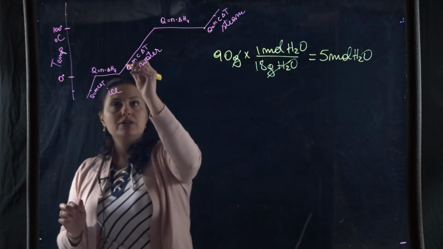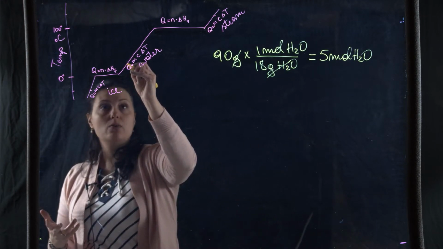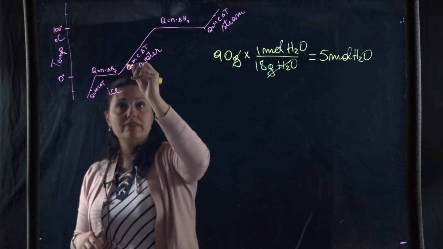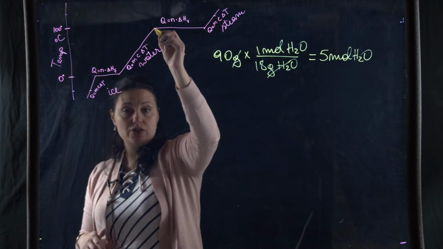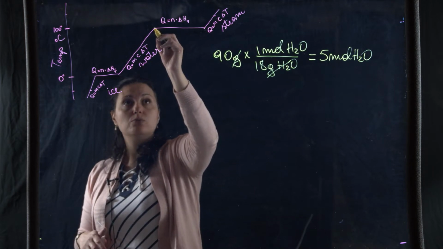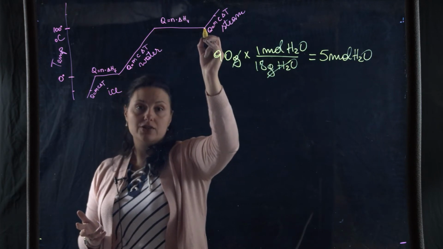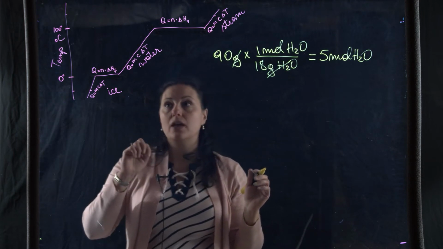If I am about here at 25 degrees and it tells me to boil it all the way, that means to evaporate it all. So I'm taking water from 25 degrees all the way through this slope line to 100 and then evaporating water from 100 to steam at 100 degrees. That's all I'm doing. So I have 2 steps for this problem.